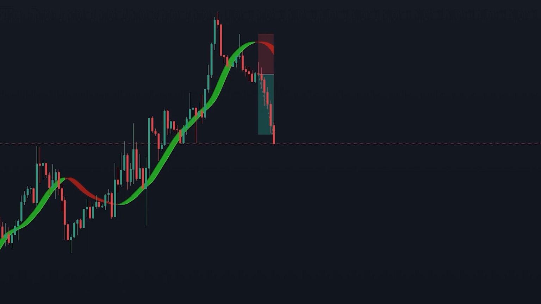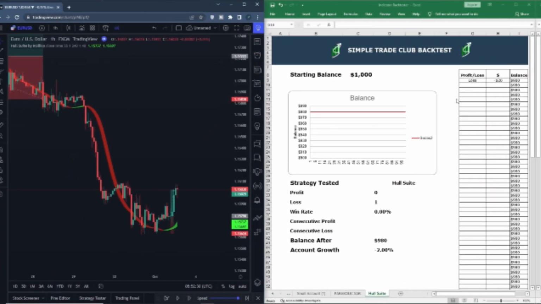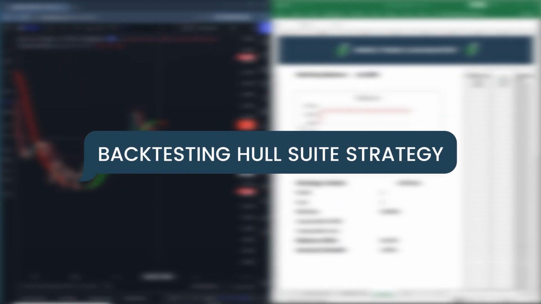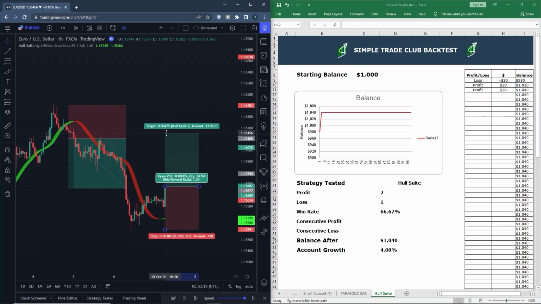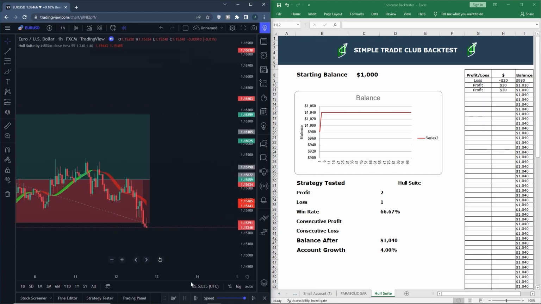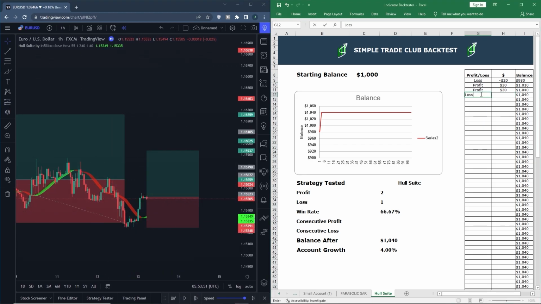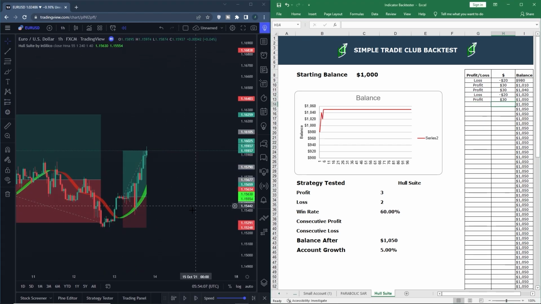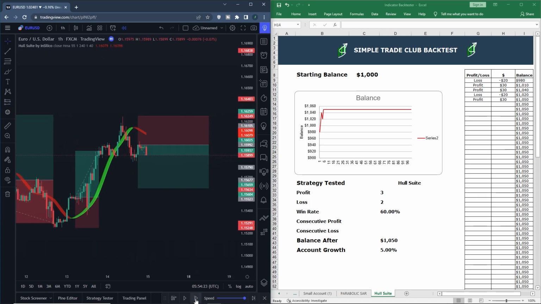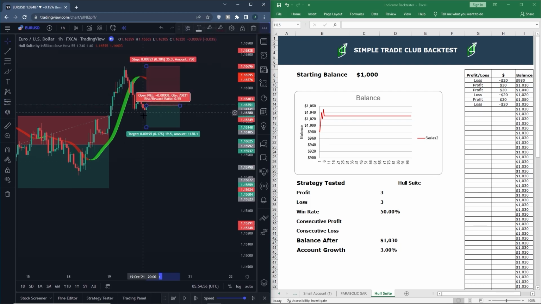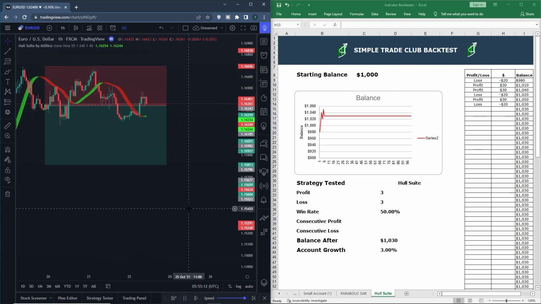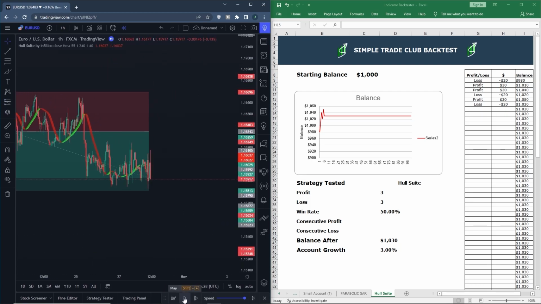Let's backtest this indicator. Backtesting Hull Suite strategy. Now, let's test the Hull Suite indicator for 100 trades. The starting balance of this test is $1,000. We will use 1 to 1.5 risk-reward ratio with 2% risk for a single trade. If we lose, we will lose $20. And if it profits, we will get $30.